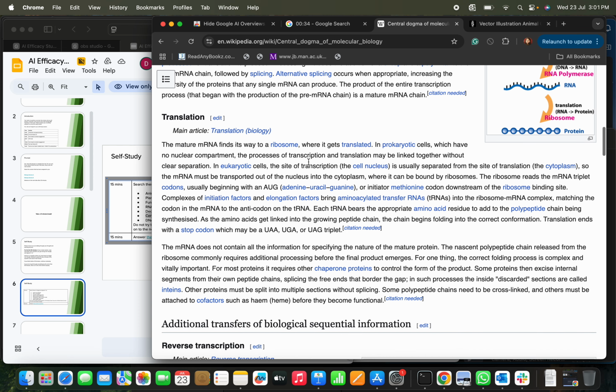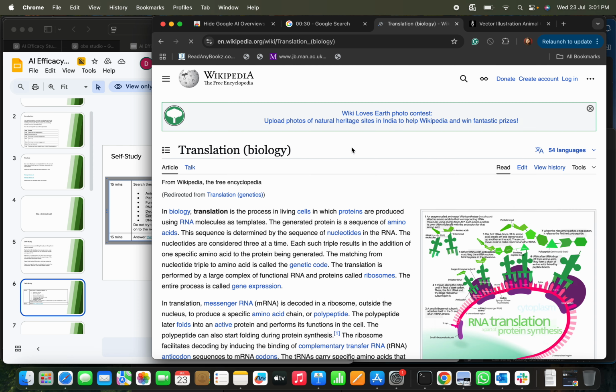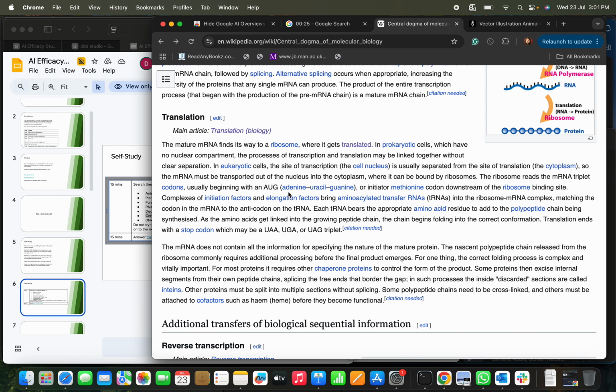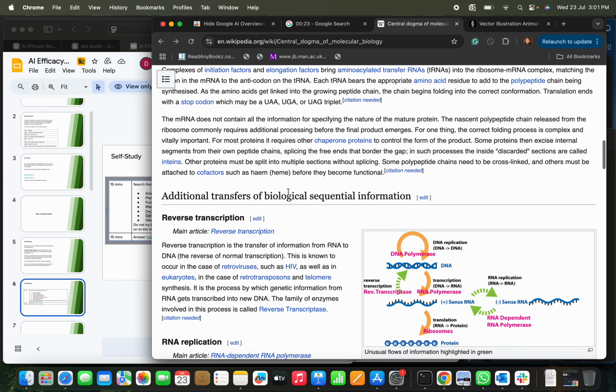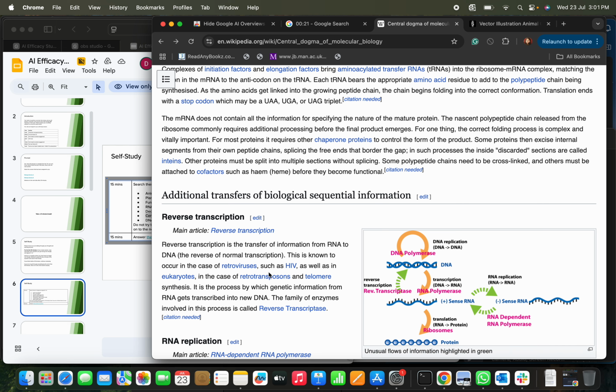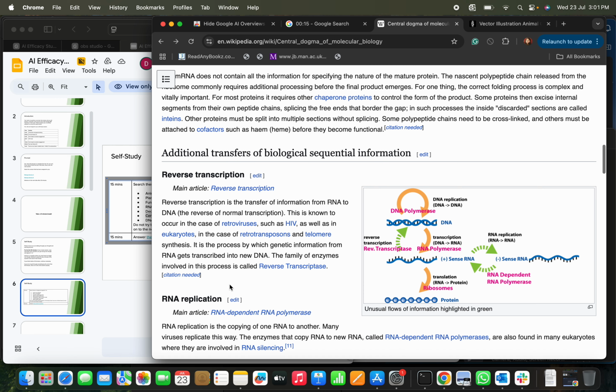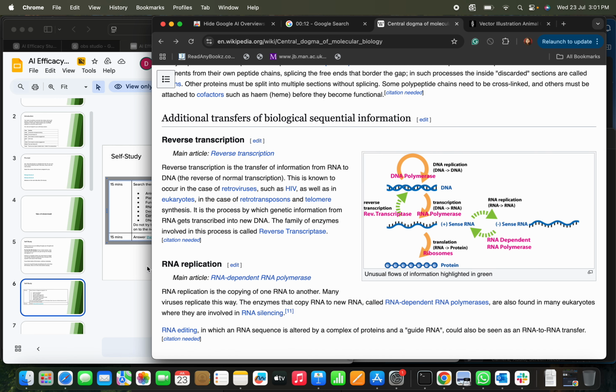Transcription is DNA to RNA. I think from RNA to translation, in which proteins are produced. Okay. The mRNA doesn't. Reverse translation is known to occur in the case of retroviruses. In this case, this is interesting. This is a process by which the genetic information gets transcribed into a new DNA.